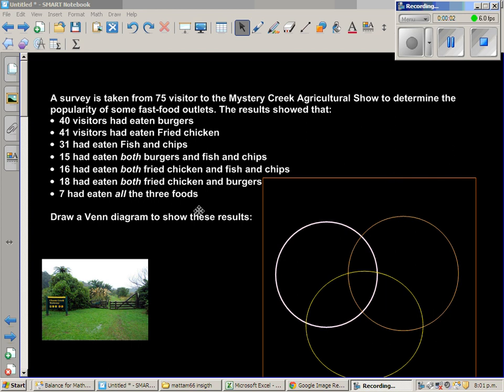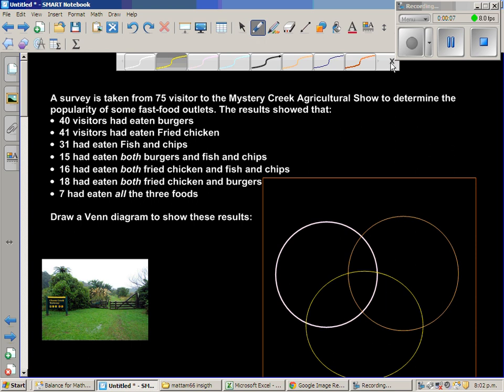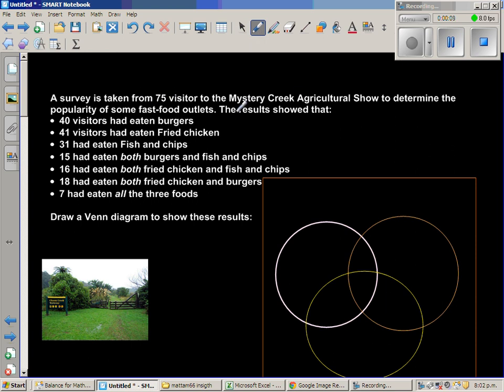Let us look at this question. A survey is taken from 75 visitors to a Mystery Creek agricultural show to determine the popularity of some fast food outlets. So this is say a Mystery Creek, and there were 75 visitors to this creek, and they ate some fast food, and this is the statistics, so this is the information.